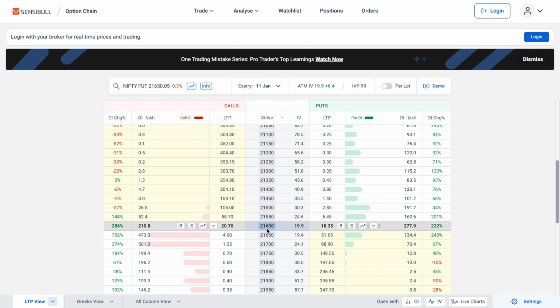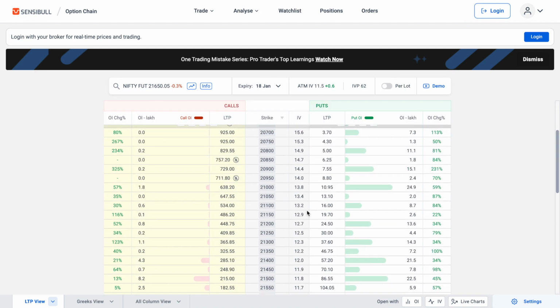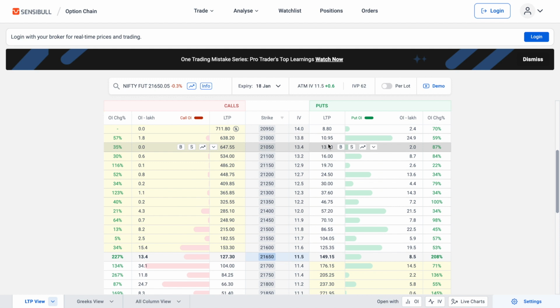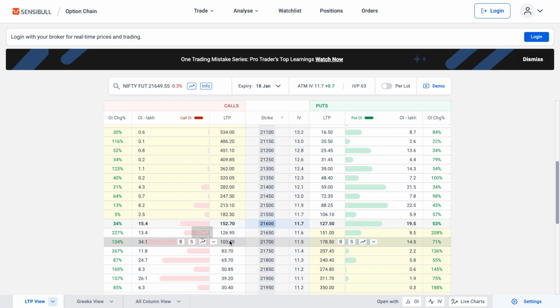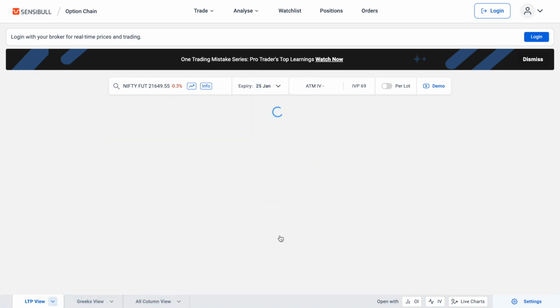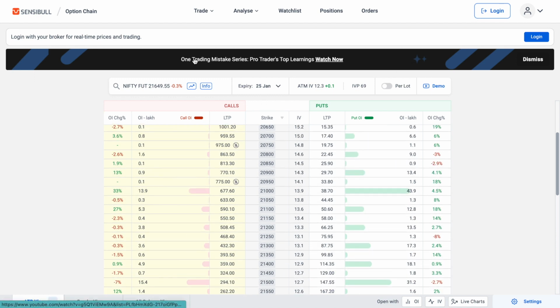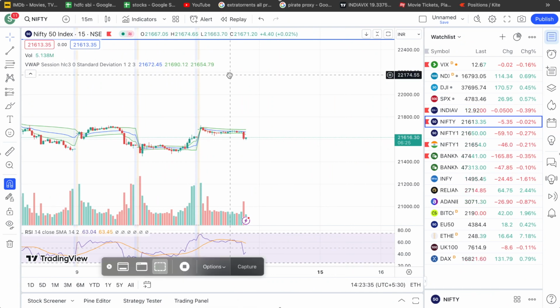So the market is not going up today. Okay, and what you can do is also check the 18th Jan expiry. In the 18 Jan expiry we see 21,400 very strong, 21,000 PE is also very strong, but 21,700 CE is extremely strong. If we go ahead and check 25th of Jan, we can see the 21,500 PE is strong and 22,000 is strong. So we'll wait and observe how the market turns out.